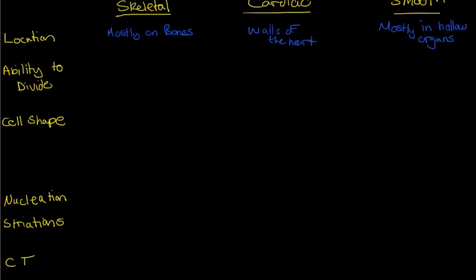Their ability to divide, and this is divide after birth. We have skeletal muscle that you already know is unable to divide after birth. Cardiac muscle is going to be the same way. So both these two cannot divide after birth. However, smooth muscle can divide after birth.